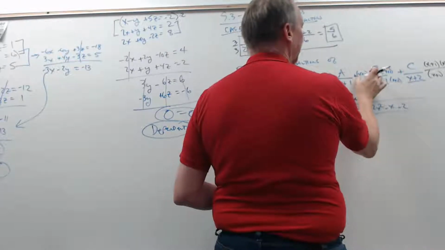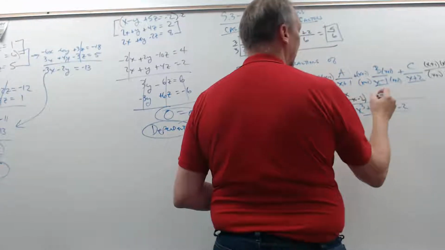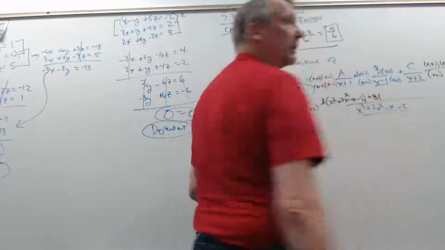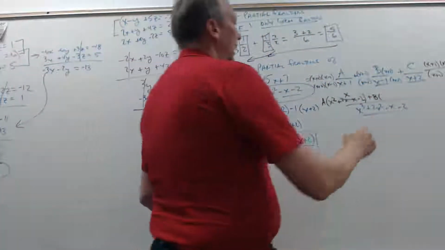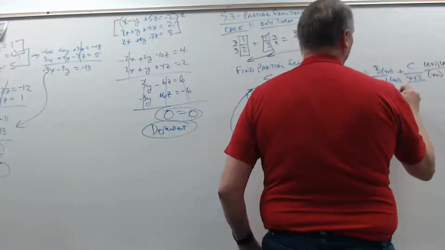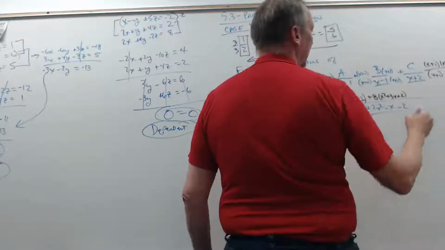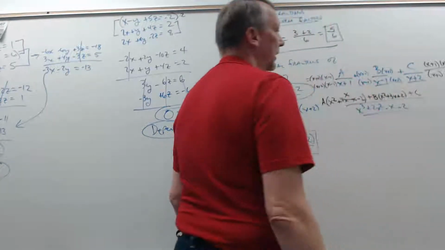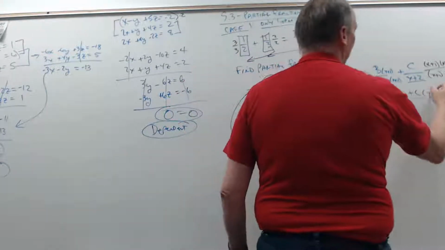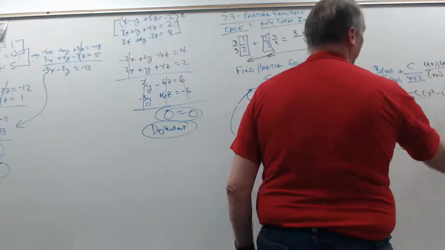Now we're doing each one. The 2x and the x comes to a regular x, correct? Yeah. Okay, now, I need to multiply x plus 1 times x plus 2. So I'm going to put b times X squared plus 3x plus 2, plus c times X squared minus 1.